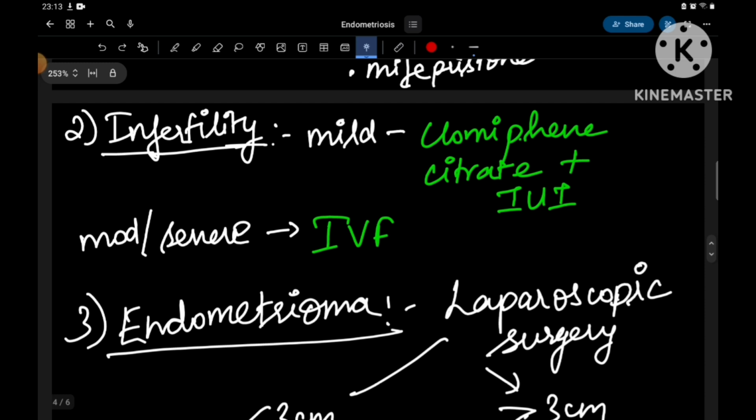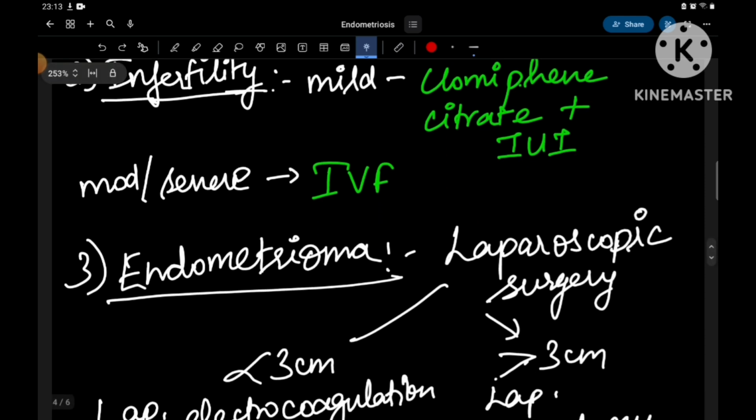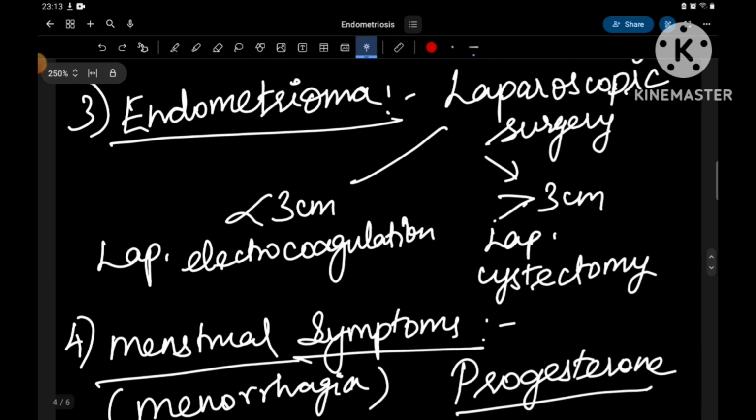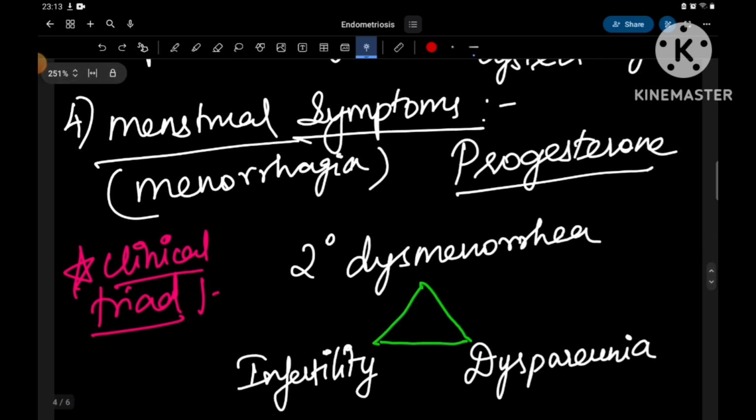Infertility, we give clomiphene citrate, which is a SERM, right? Next, we do IUI for mild infertility. For moderate to severe, we do IVF. Endometrioma, we do laparoscopic surgery. When it is less than 3 cm, we do laparoscopic electrocoagulation. Whereas when it is more than 3 cm, we do laparoscopic cystectomy. Okay guys, clear? We remove the cyst.